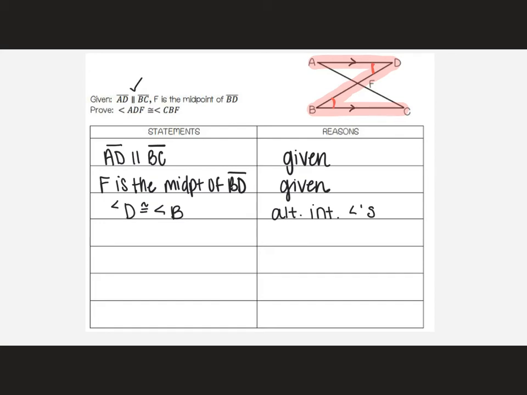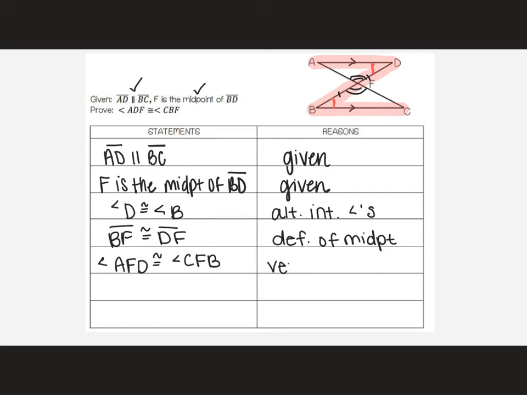Next, I see F is the midpoint of BD. So F is the middle of this segment. That makes these two halves congruent. So BF is congruent to DF, and that's definition of midpoint. Once I've used both givens, I look for either vertical angles or a reflexive line, and I see that I have vertical angles. I need to name those with 3 letters, so angle AFD is congruent to angle CFB, and that's vertical angle theorem.